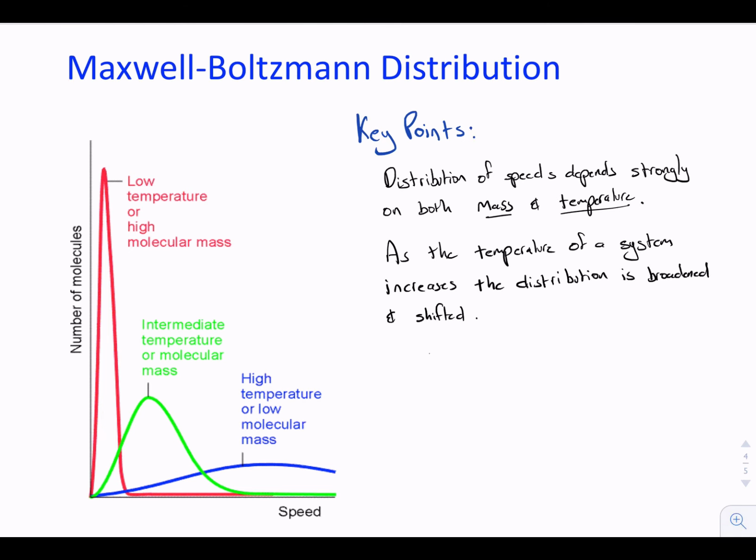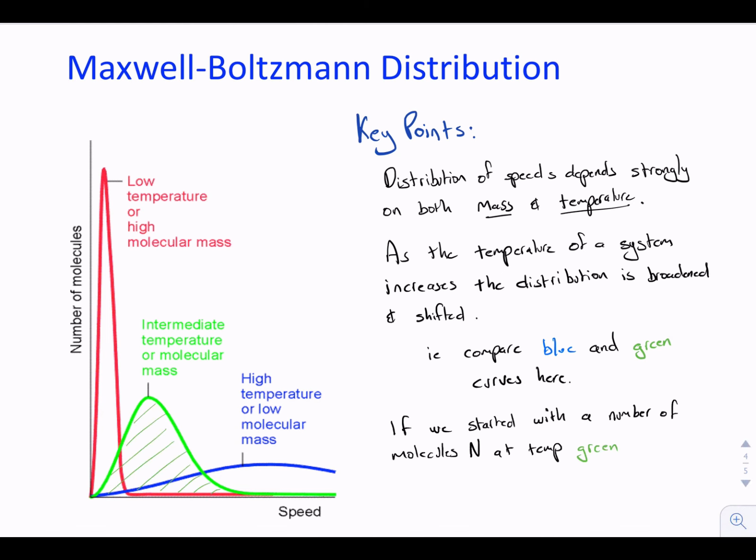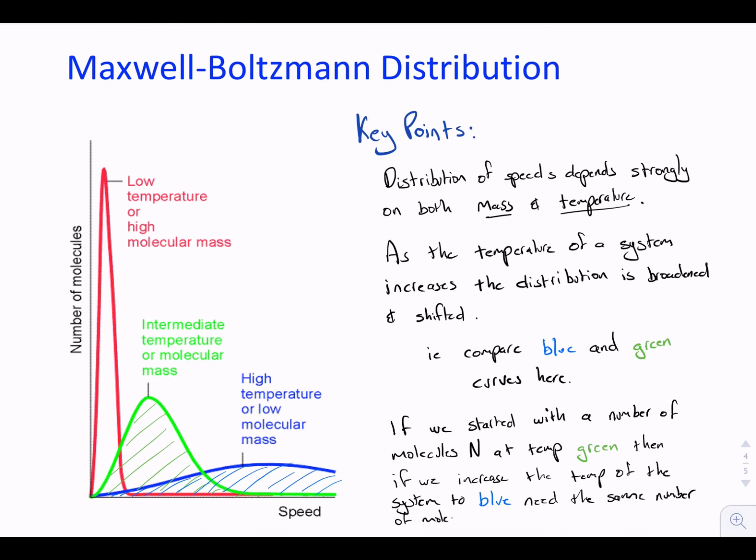To understand why the curve has this shape, we can compare these blue and green curves. If we start with the green curve at the lower temperature, the area here represents the total number of particles. If we shift to the higher temperature blue curve, we need to have the same amount of particles, we're just increasing the temperature of our system, and hence we get a flatter but broader distribution.